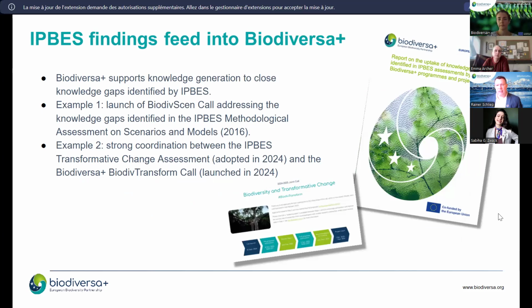Secondly, Biodiversa Plus uses the knowledge gaps identified in IPBES assessments to shape targeted research funding. And this ensures that resources are directed where new evidence is most needed. A good example is the close cooperation on transformative change in 2024, the year of the adoption of the IPBES Transformative Change Assessment. Biodiversa Plus launched its Biodiv Transform Call, supporting research that addresses the knowledge gaps identified in the aforementioned IPBES assessment.